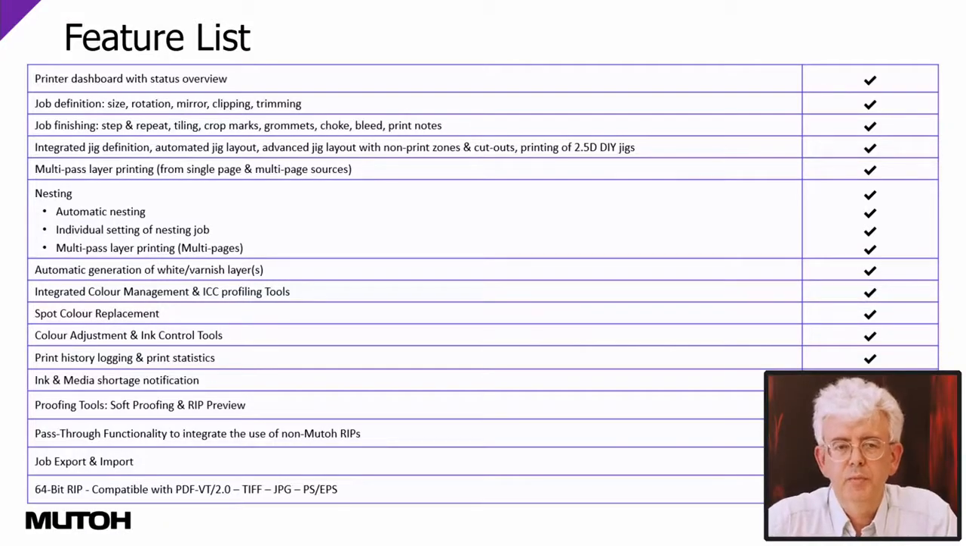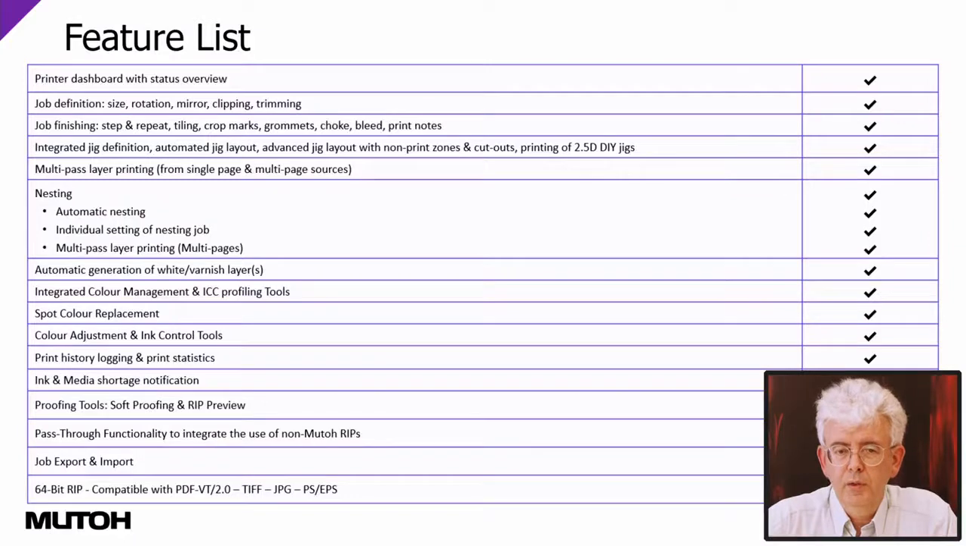As mentioned, a lot of possibilities for working with jigs and defining jigs within the software. And also a lot of possibilities for multi-layer printing. Automated nesting, even with automatic rotation, is there. You can have white and varnish automatically generated. Obviously, also when there is white or varnish data, you can combine it with the image data the way you want. Integrated color management and the opportunity for you to create your own ICC profiles.